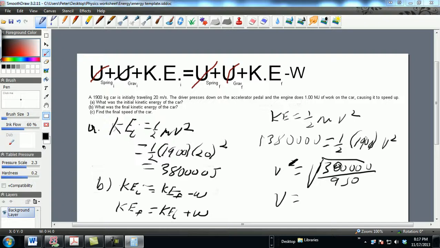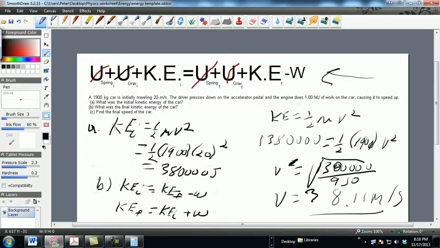1,380,000 divided by 950. And then we take the square root of that answer. I get 38.1 meters per second. After confirming that, I get 38.1 meters per second. Remember, this equation is your best friend. You've got to know it. Thanks.